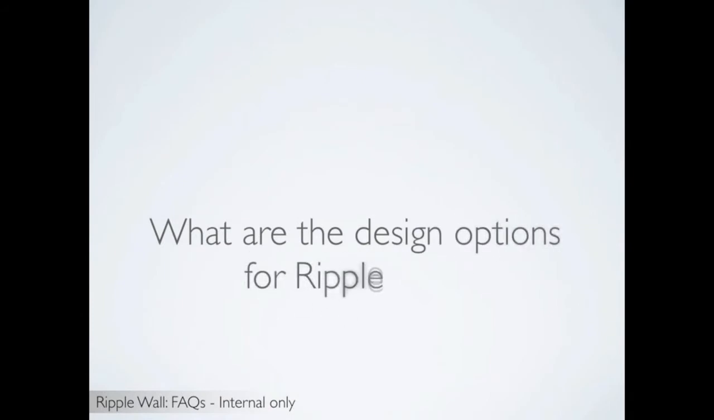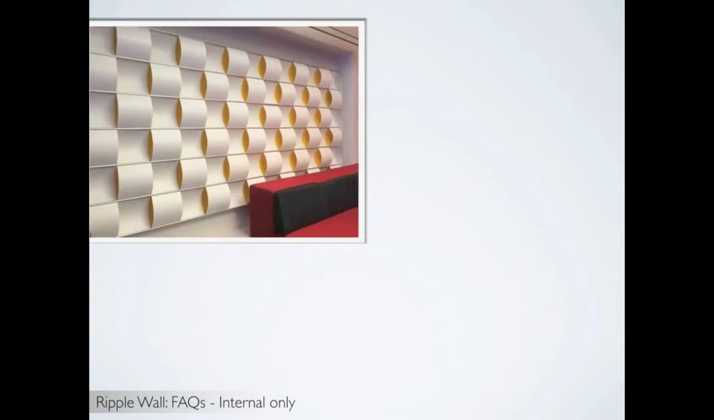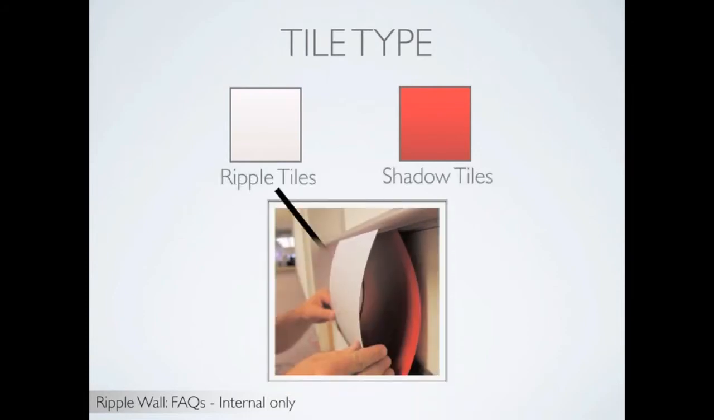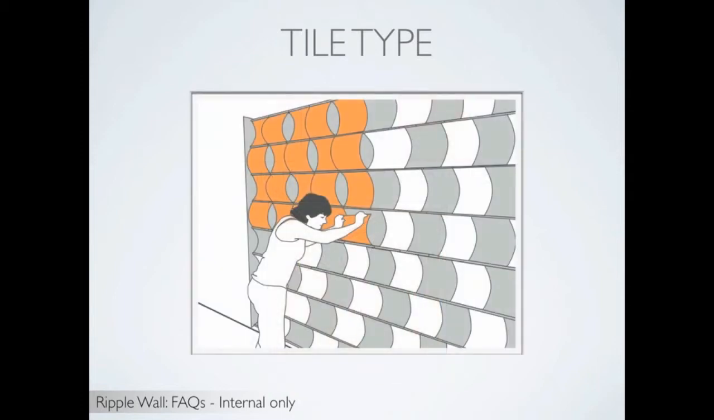What are the design options for Ripple Wall? There are a number of design options for Ripple Wall, and many of them are similar to the options for woven wall and wave wall. First is the tile type. There are 2 types of tiles, ripple tiles and shadow tiles. The ripple tiles are the ones that face to the front, and the shadow tiles create the backing of Ripple Wall. Remember that there will be half as many shadow tiles as ripple tiles because the shadow tiles are only placed behind the convex ripple tiles, not the concave.